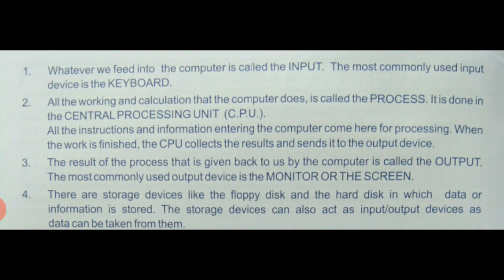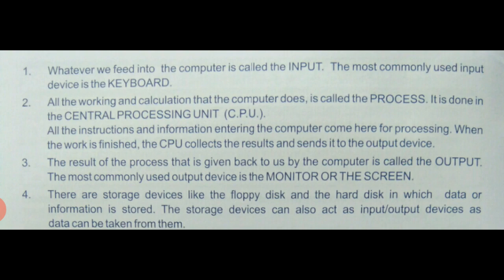Second, all the working and calculations that the computer does is called the process. It is in the central processing unit, that is CPU. Second is very important: when the user gives the input to the computer, the CPU will process that given input. All the instructions and information entering the computer come here for processing. When the work is finished, the CPU collects the result and sends it to the output device. When processing is over, it will be sent to the output device.